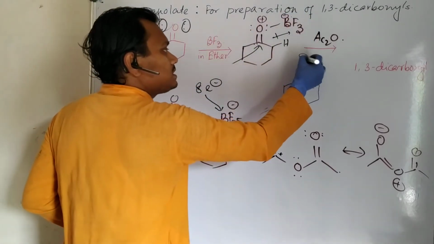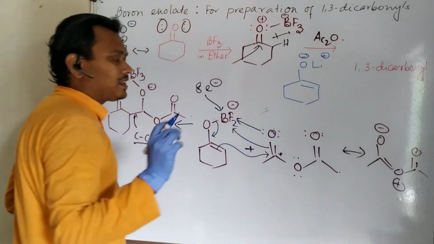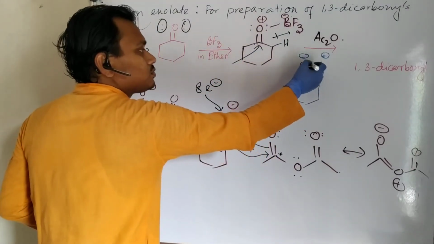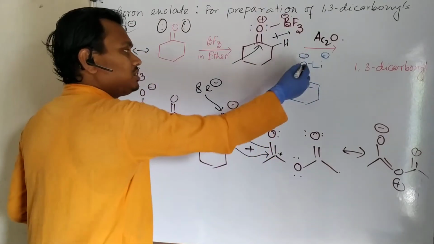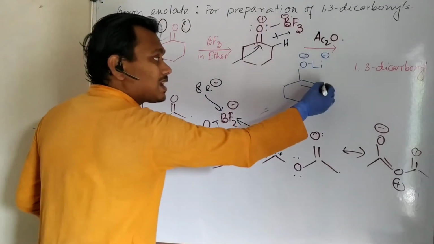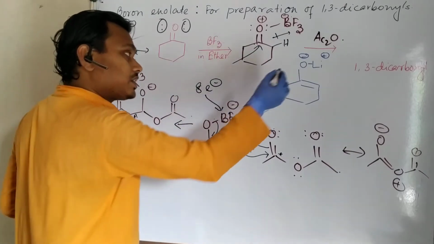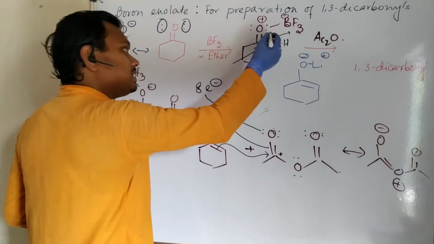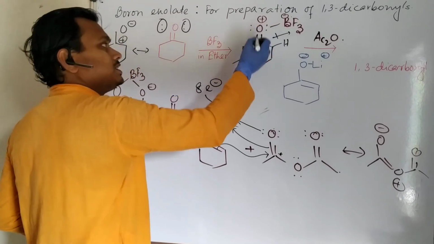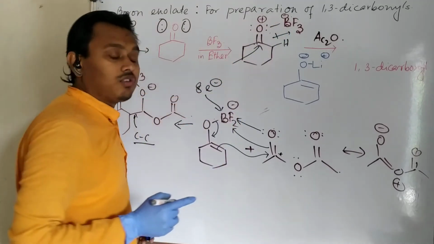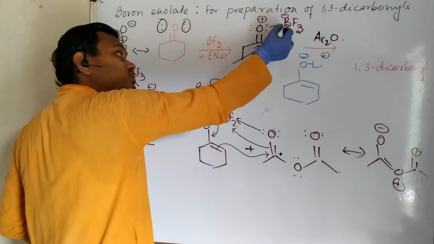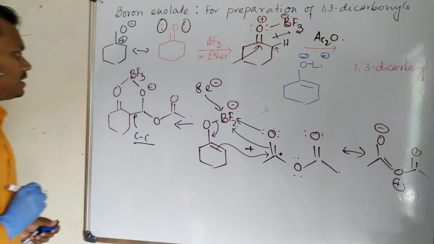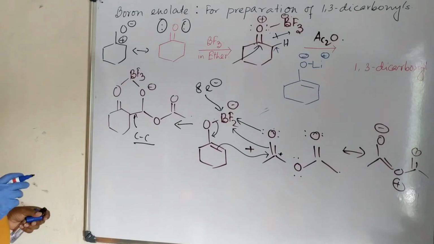So this is every time oxygen donation. Another important point: why, in the case of lithium enolate, is lithium attached to this oxygen? Because the lithium-oxygen bond is stronger compared to carbon-lithium, and electron density on oxygen is more, so it can stabilize the positive charge. Similarly, electron density on this oxygen is more, so it can stabilize the electron deficiency of boron. That's why boron prefers to attach to this, not this carbon. Fine.